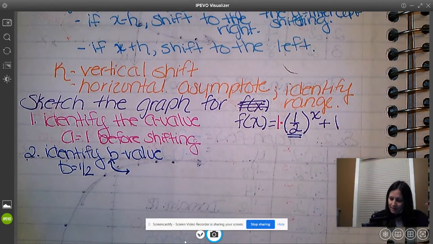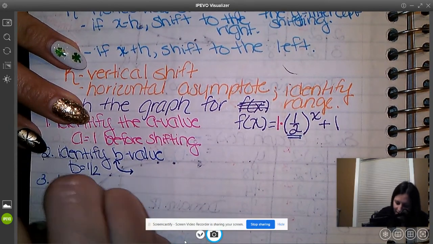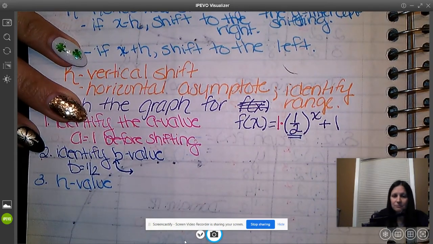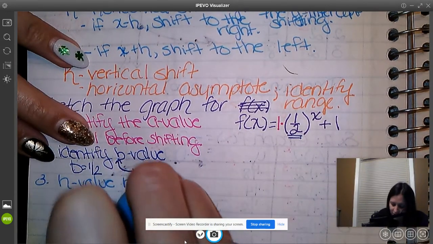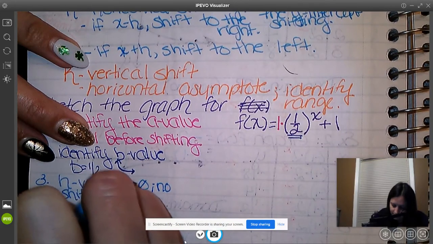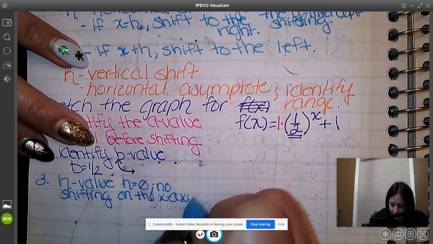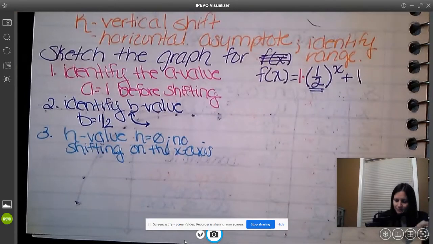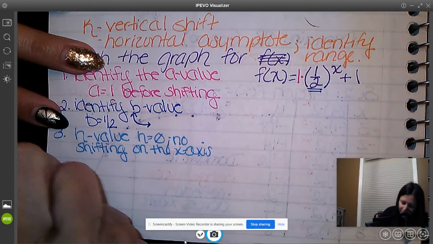Step 3: do I have any horizontal shifting here? No, I don't have any. So identify your h value. Our h value is 0, so there's no shifting on the x-axis. Okay. Step 4 is to identify your k value.